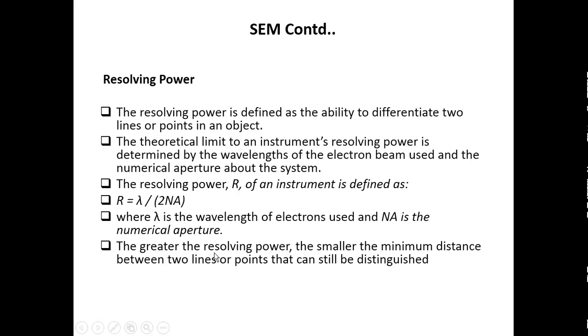The greater the resolving power, the smaller the minimum distance between two lines or points that can be distinguished. If the resolving power is very high, the ability to scan two adjacent lines is very high, then a small distance between two lines or points can be distinguished very clearly. Because the resolving power is very high, two distinct points can be very clearly distinguished. So that is the idea.